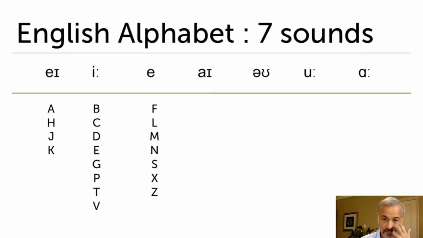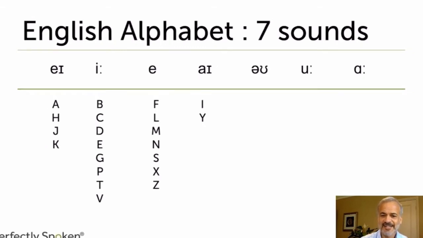Now, this one is E, remember? So we have F, L, M, N, S, X, Z. Again, F, L, M, N, S, X, Z. Okay, the next one, just 2 letters, I. And we have I and Y. The next one is only 1, and it's O.